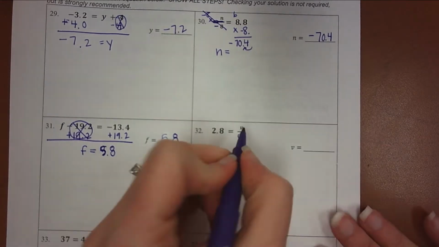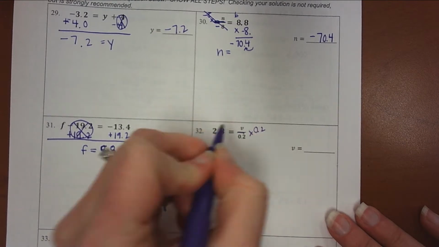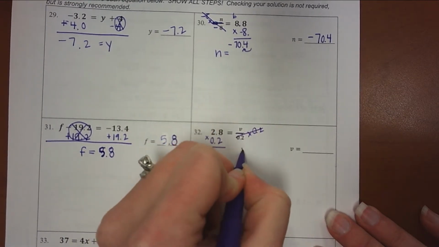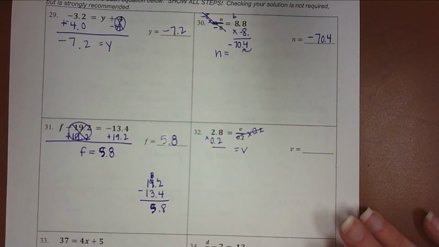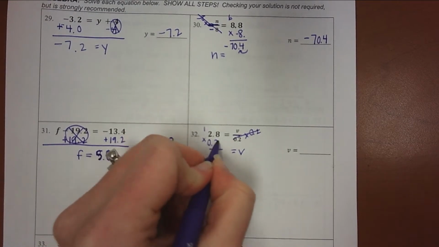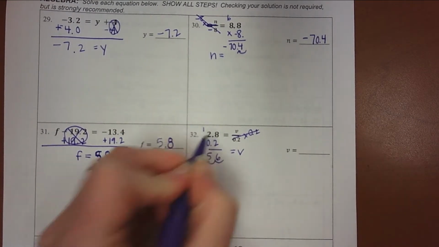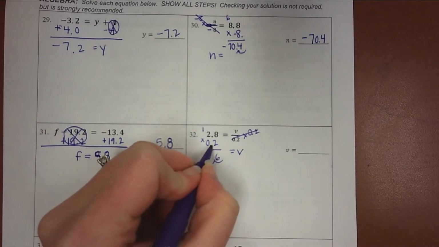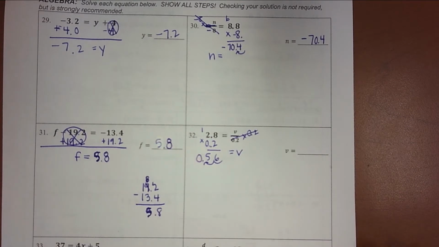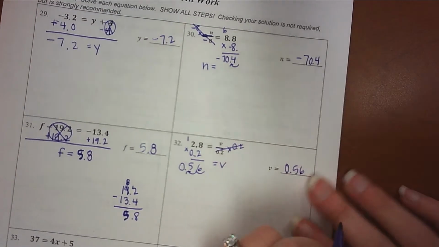On this last one, we see division, and when we see division, we should multiply. So I'm going to multiply both sides by 0 and 2 tenths. And when I do that, these will cancel out, so I've isolated my variable v. The inverse of dividing was multiplying, and so 2 times 8 is 16. 2 times 2 is 4, plus 1 is 5. I've got one number after this decimal and one number after this decimal, which means I have 2 in my answer. So v equals negative 56 hundredths.